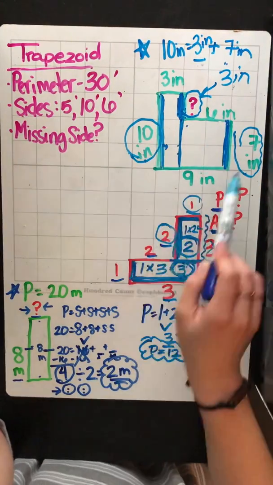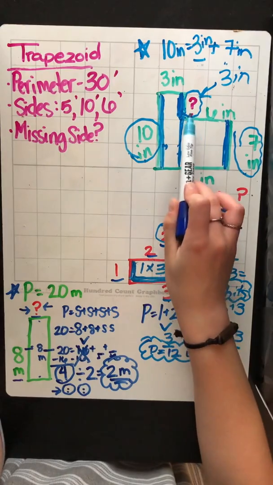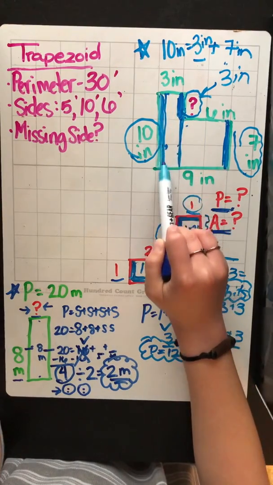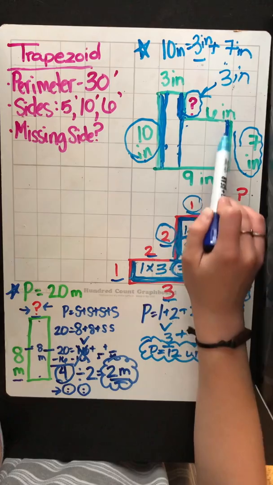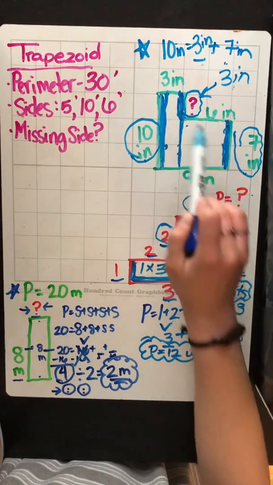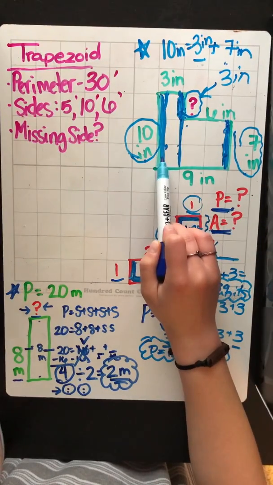So remember, whenever you're doing this, you just need to find the whole side and find your pieces of your sides, and you add up your pieces to equal the whole.